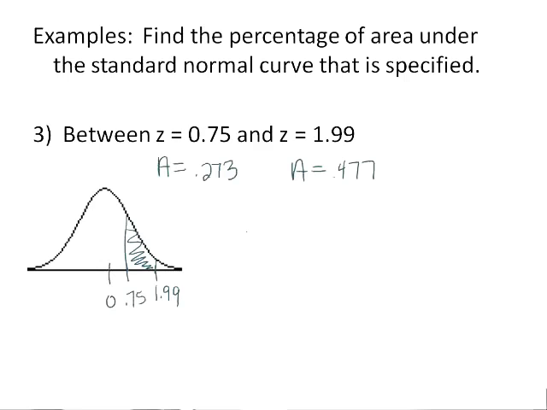But since both of these z-scores are on the same side of the mean, that indicates that I will have to subtract the areas. So I'm going to take the larger number, 0.477, because it represents the larger area, and subtract the smaller area of 0.273. This gives me a total of 0.204, or 20.4%. So if both of your z-scores are on the same side of the mean, you will subtract the larger area minus the smaller area.